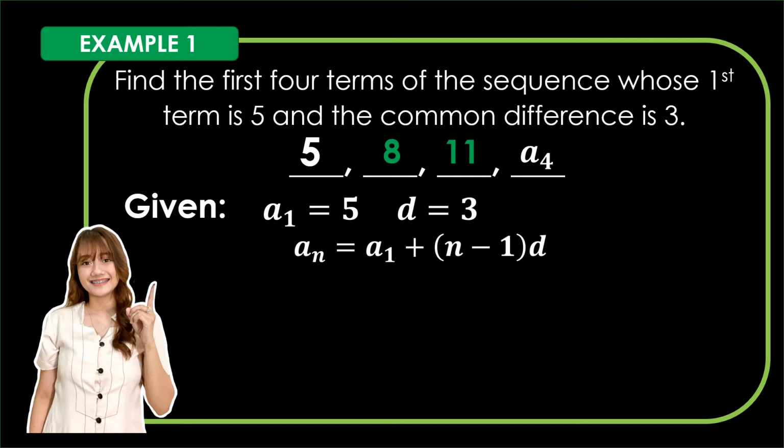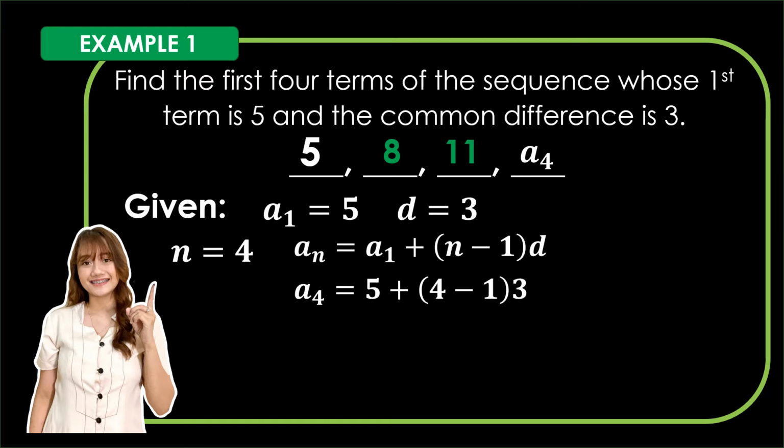Now, let us find the fourth term, which is a sub 4. Since the fourth term is a sub 4, its term's location will be n is equal to 4. Now, substitute the given values to our formula. We have a sub n is equal to a sub 1 plus the quantity n minus 1 times d becomes a sub 4 is equal to 5 plus the quantity 4 minus 1 times 3.